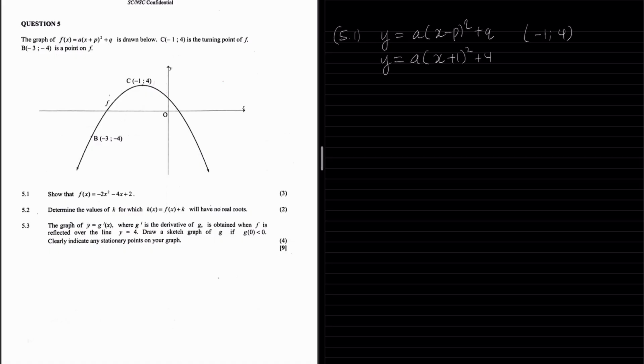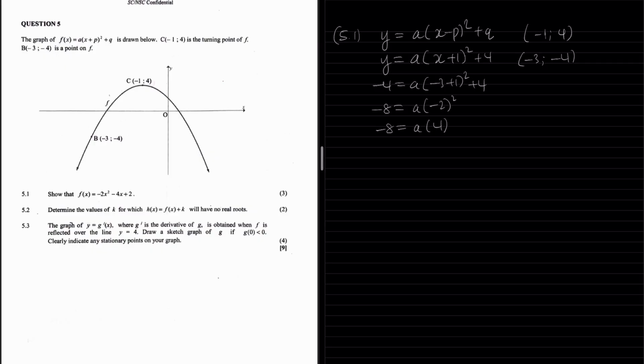Now I need a point to substitute. I'm going to substitute point B. Point B is minus 3 and minus 4. So minus 4 is equal to a into minus 3 plus 1 all squared plus 4. I'll then transpose the 4 over. So it's minus 4, which is minus 8, is equal to a into minus 3 plus 1 is minus 2, so minus 2 squared. Minus 8 is equal to a multiplied by minus 2 squared is 4.